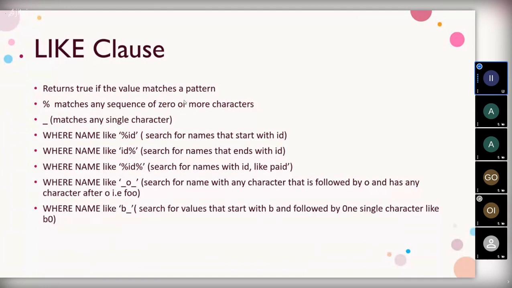So think of this thing as percent. This percent matches any sequence of 0 or more characters. So this percent matches whether it's 0, whether the value exists, or more. So it's kind of like a greedy match. Like it wants to take everything.